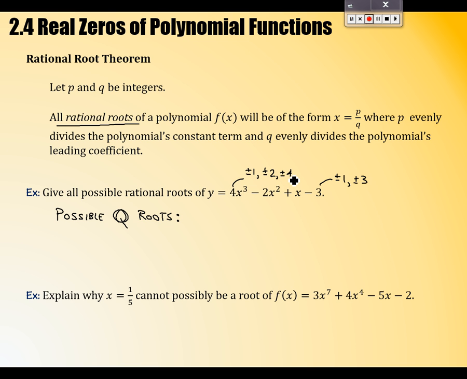All right, so this is how this goes. I might do it in an orderly way. I might think, okay, so we have 1 divided by all of those things in our list. We could have plus or minus 1 over 1, plus or minus 1 over 2, or plus or minus 1 over 4. Those are all the possible rational roots where 1 is the numerator. But we also have 3 as the numerator: plus or minus 3 over 1, plus or minus 3 over 2, and plus or minus 3 over 4.